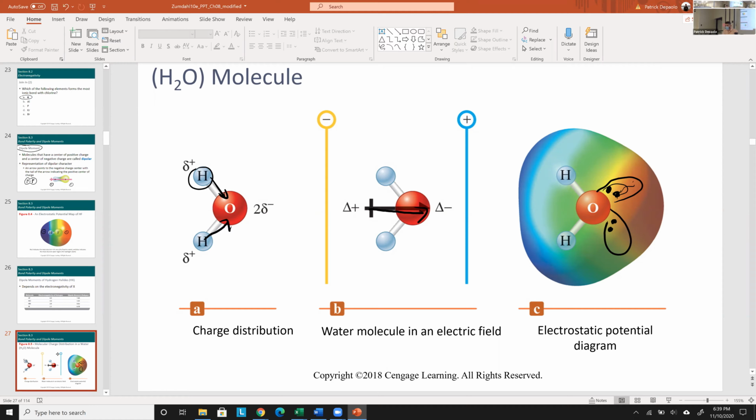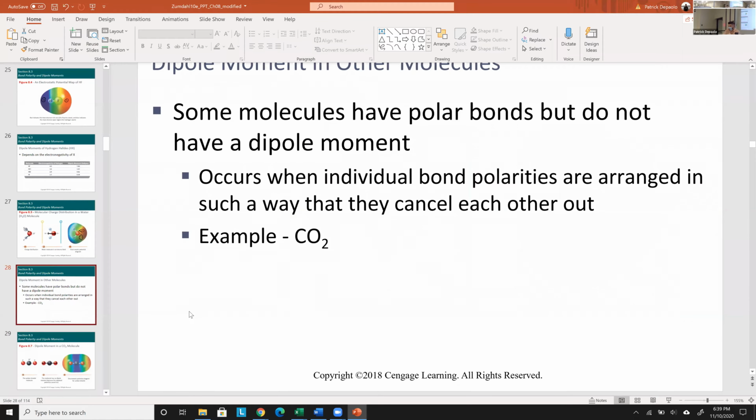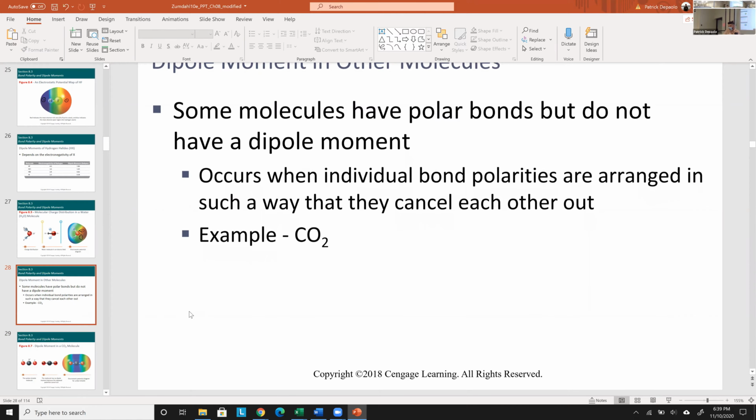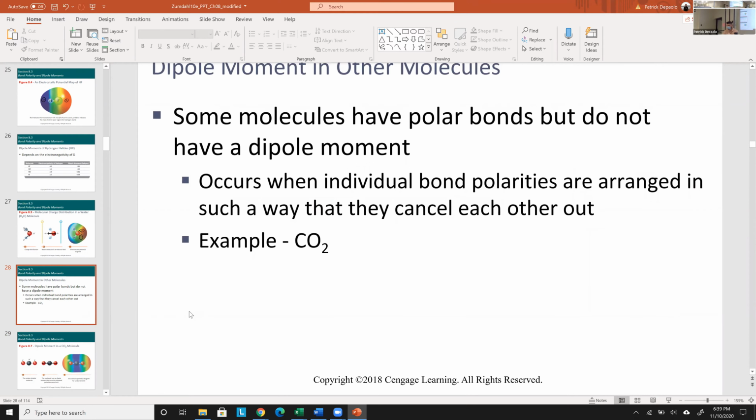So we're going to get into this, and why this is important, when we get into atomic shapes and molecular geometry and electron geometry later in the presentation. Okay, so some dipole moments. Some molecules have polar bonds, but they don't have a net dipole. So you can have a bunch of polar bonds, but the entire molecule itself won't be polar.